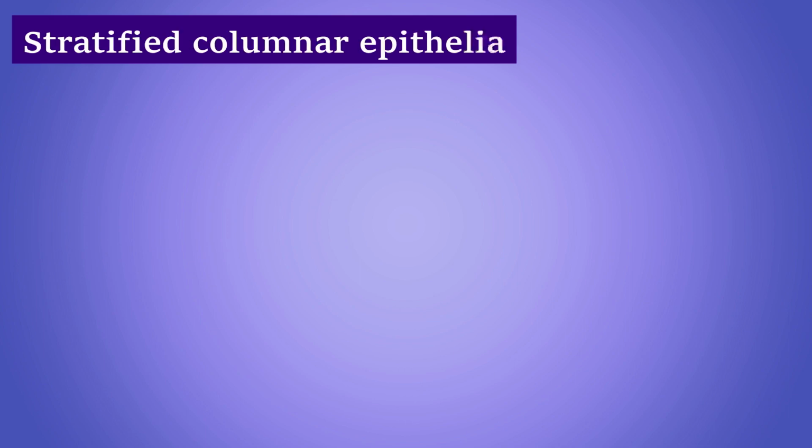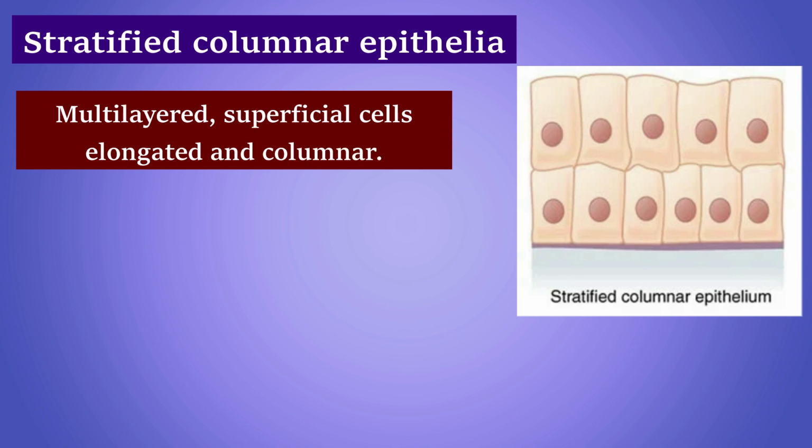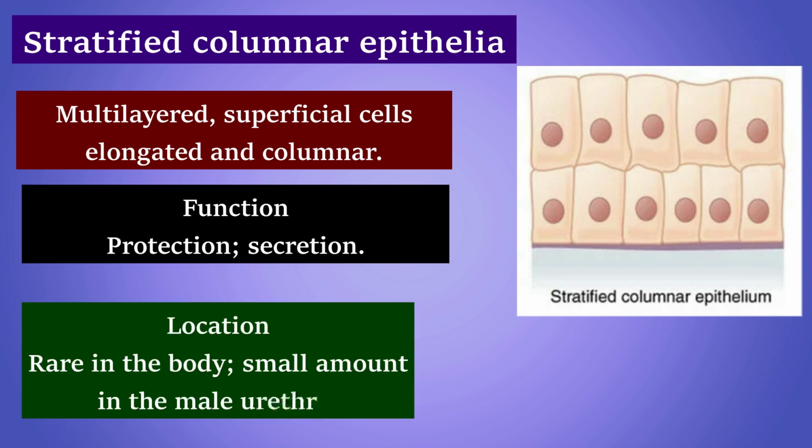Stratified columnar epithelia. Multilayered. Superficial cells elongated and columnar. Function: protection, secretion. Location: rare in the body, small amount in the male urethra.